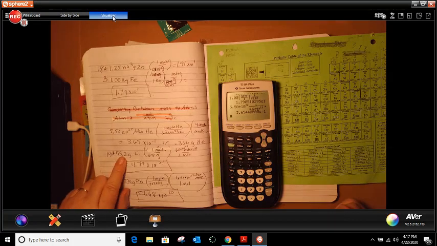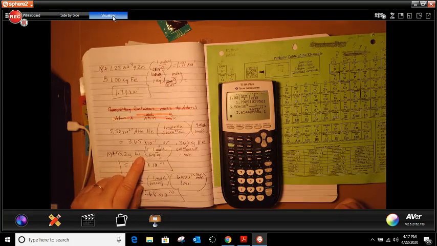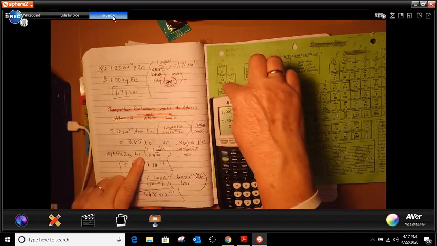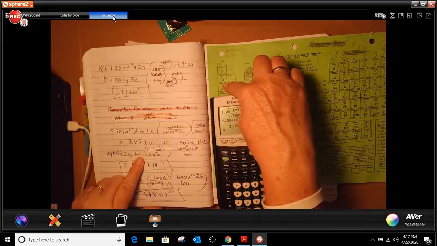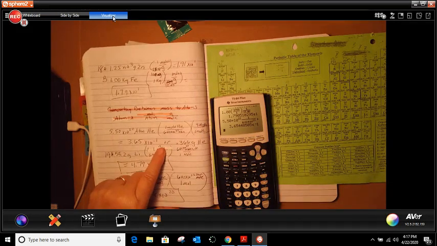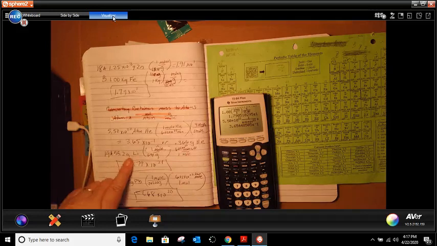So let's start with 19A. 19A says that there's 55.2 grams of Li. So we need to look on our periodic table. There is Li right there, right? So we're going to change our grams to moles, or moles to molecules.